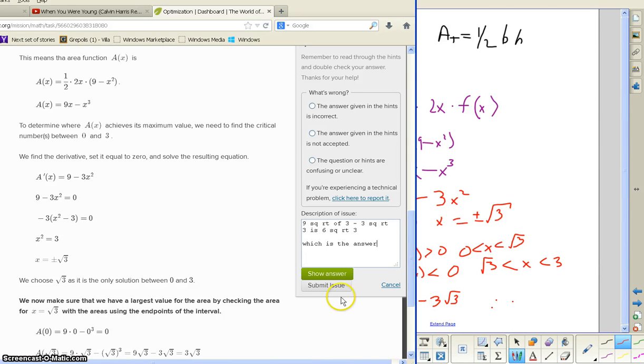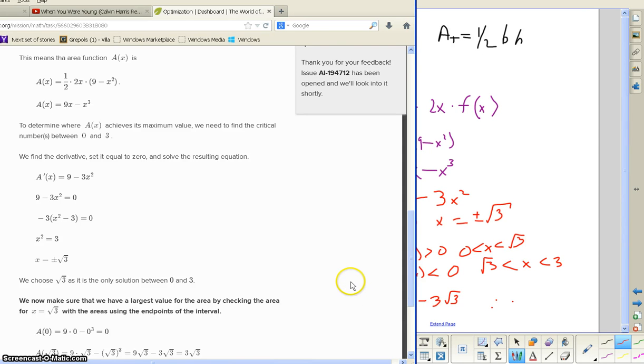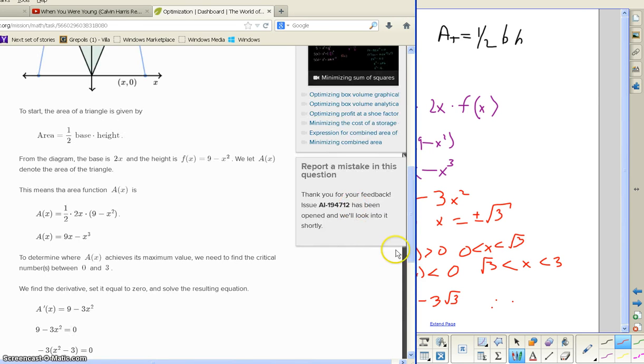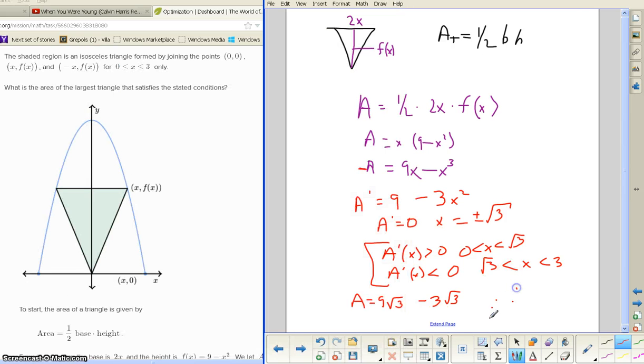Well, I've never done this, so I'll submit this. And there we go. So we'll submit that. And there's my mistake report. But I guarantee, I'll tell you guys from our work here that the answer here is 6 square root of 3. Again, two optimization problems. Alright. And keep practicing.